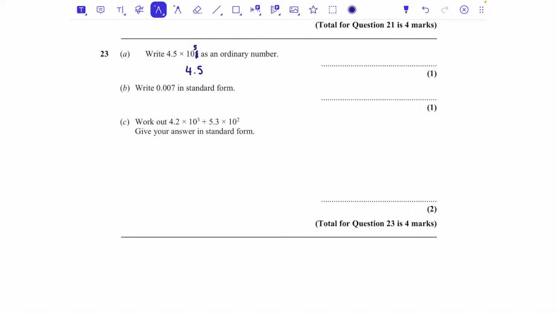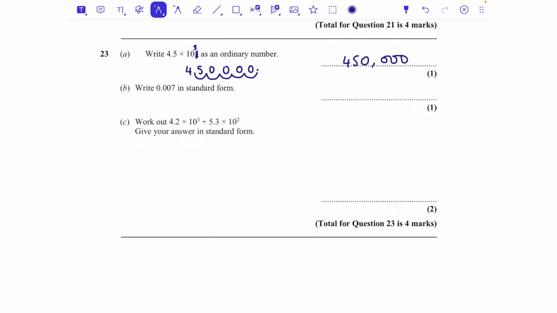And it's really the 4 and the 5 that are moving, but it's much easier for us to move the decimal point, even though it's technically not moving. So 1, 2, 3, 4, 5. The decimal point is there. So we fill in these place value holders with zeros. And so 450,000 is that answer as an ordinary number.